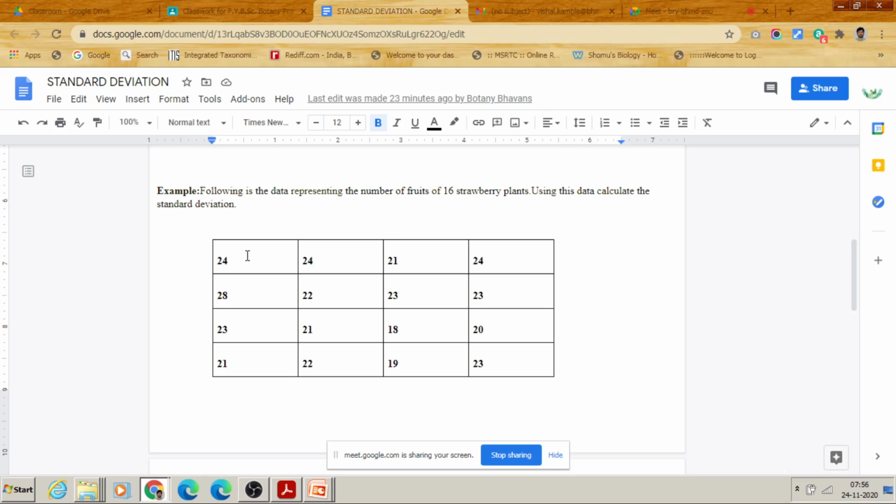So for example, plant number 1 is carrying around 24 strawberries on that particular climber. On plant number 2, there are 28. On plant number 3 there are 23. On plant number 4, 21, and so on. It goes ahead till the 16th plant, where a total of 23 strawberries were present.